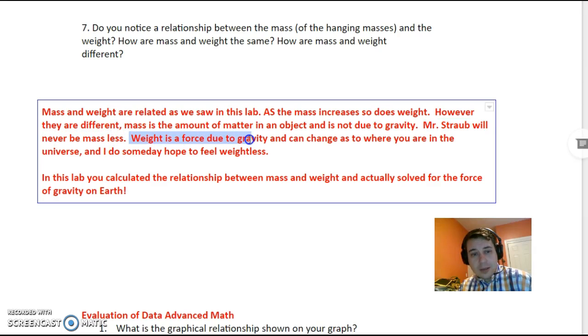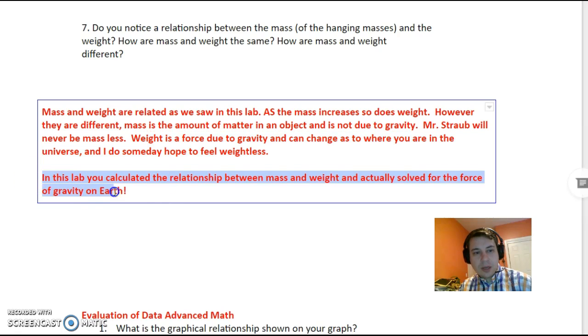However, weight is the force due to gravity on this planet. And that's what we found. We found only the gravity on this planet. And so someday I do hope to be weightless. So I'd love to get outside of Earth's gravitational field, or at least get into a free fall situation where I could have mass, still be alive, be me, but be weightless, not feel that force of gravity. And so make sure that you can distinguish between those two things.